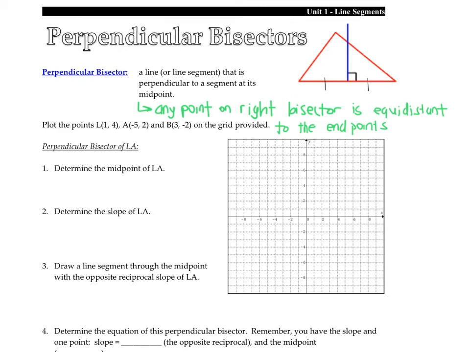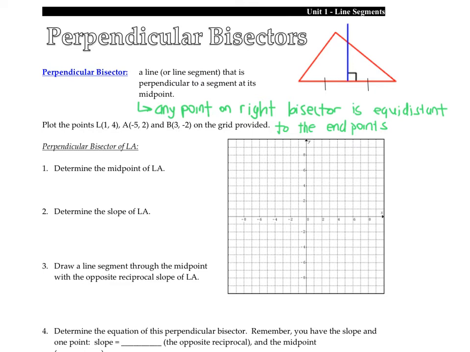Okay, so there are three types of lines we're going to be looking at, and we're going to be finding the equations of these lines. Today we are focusing on the perpendicular bisector, which is also called the right bisector. Now this is a line that is perpendicular to a segment at its midpoint.